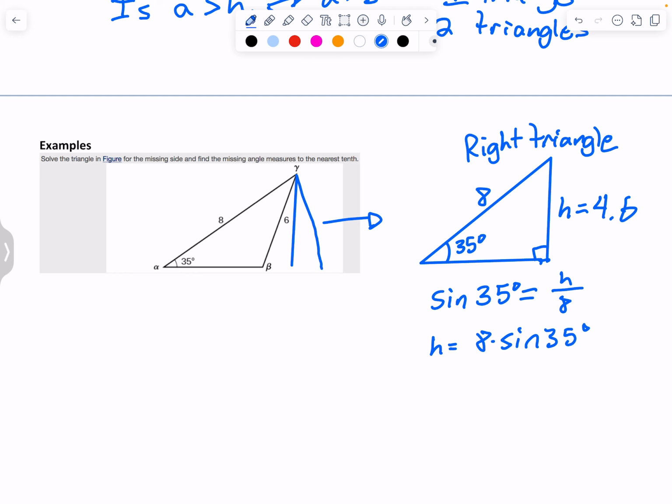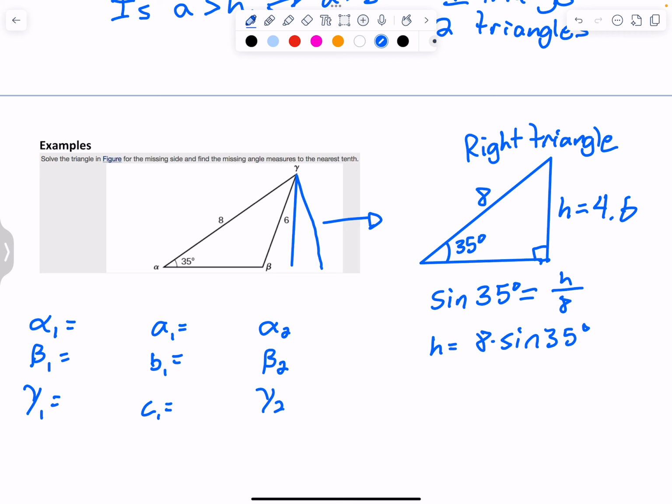All right, so I'm going to set this up: alpha 1, beta 1, gamma 1, a sub 1, b sub 1, c sub 1. The reason I'm using ones is because we're going to have alpha sub 2, beta sub 2, gamma sub 2, a sub 2. Go ahead and call this up.